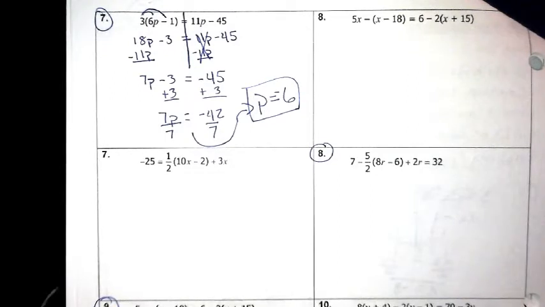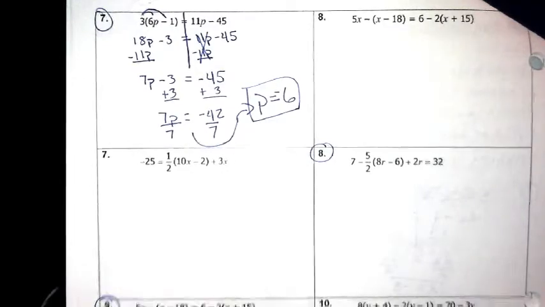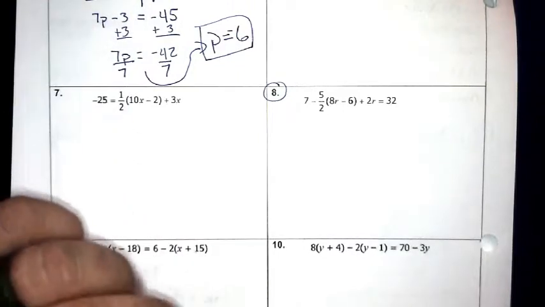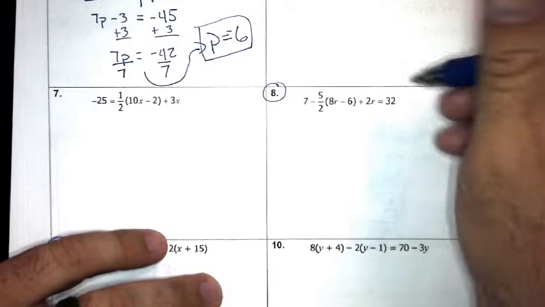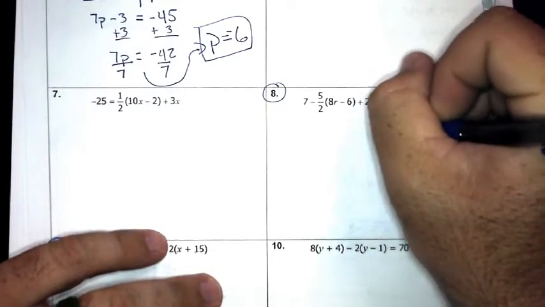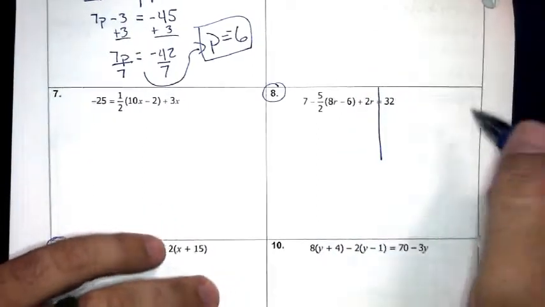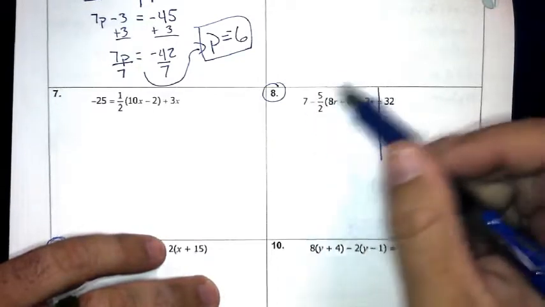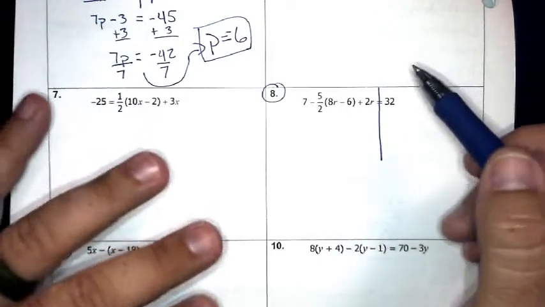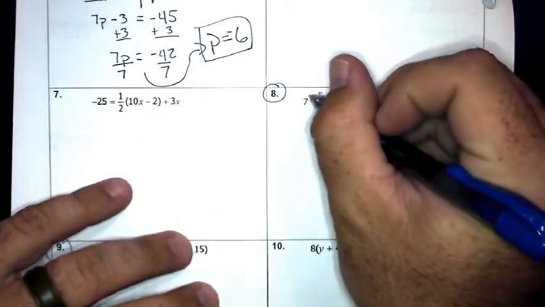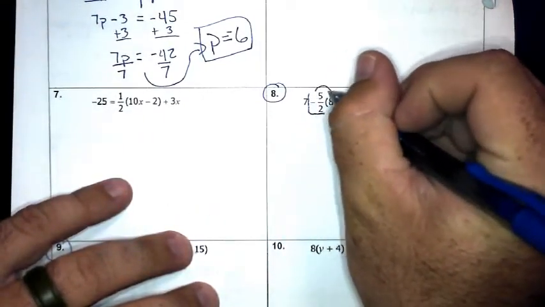Questions, comments, concerns? All right. Let's keep on chugging through then. Right here, I will draw my line through the equal sign. I have a lot to do on the left-hand side. First thing I have to do is distribute the negative 5 over 2 to the 8 and the negative 6.